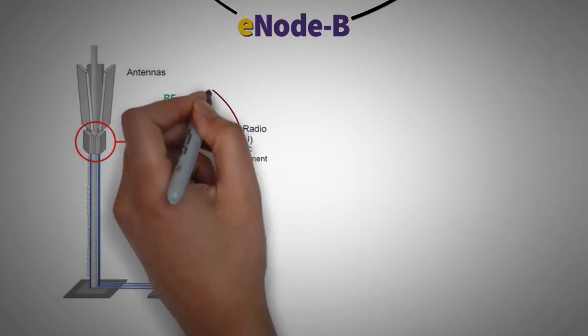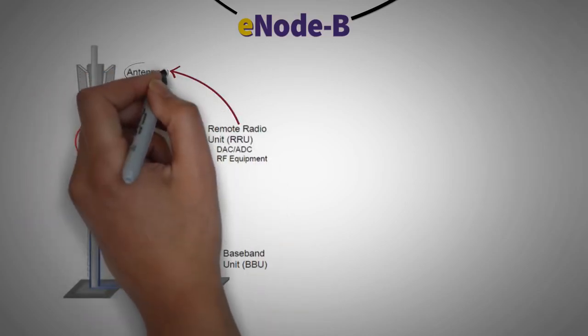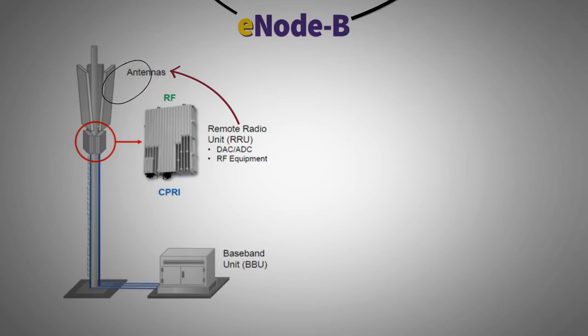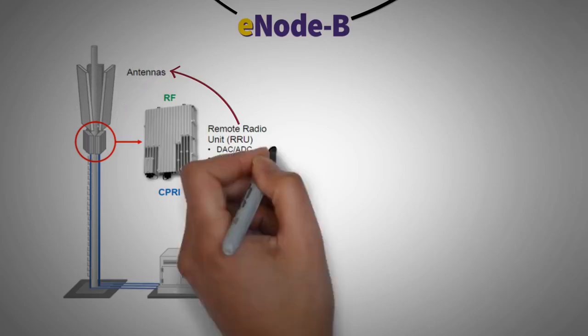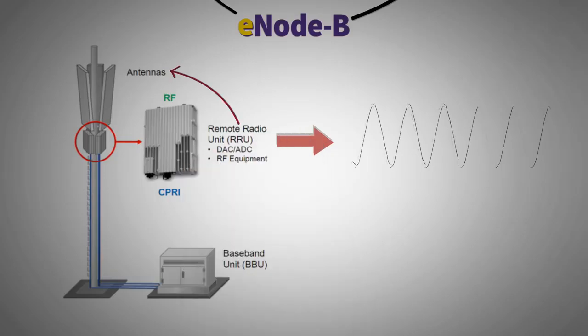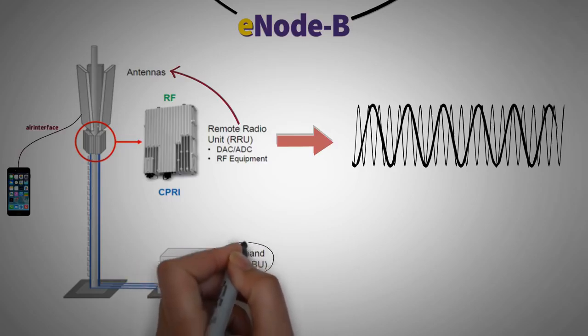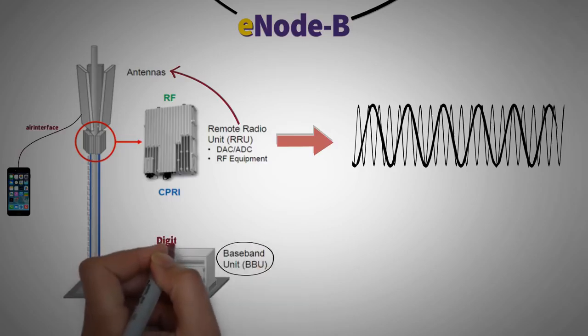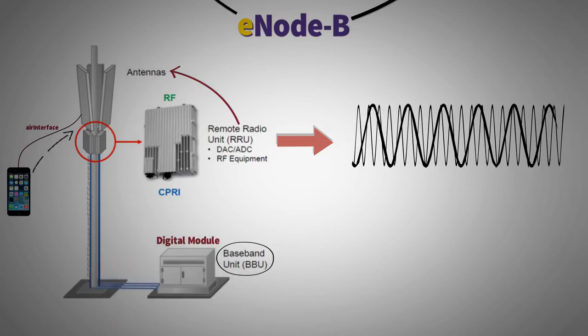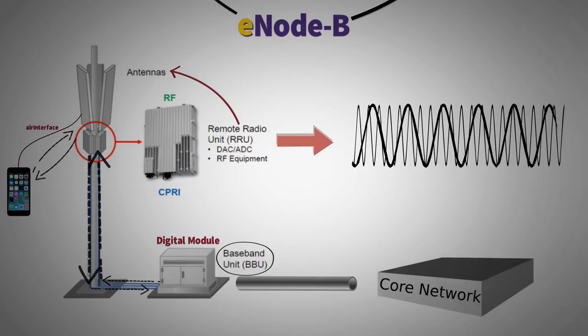RRU, or the remote radio unit, consists of the antennas. It is also called remote radio head, which are the most visible parts of a mobile network. They are also responsible for modulation and demodulation of all signals transmitted or received on the air interface. The second part is the BBU or baseband unit, which consists of digital modules that process all signals transmitted and received on the air interface and acts as an interface to the core network over a high-speed backhaul connection.